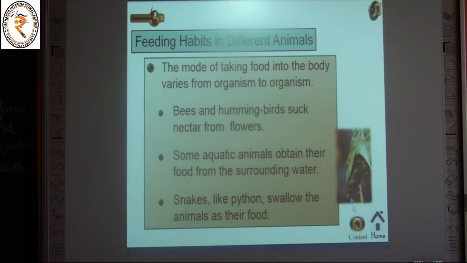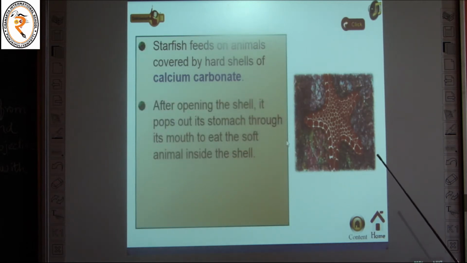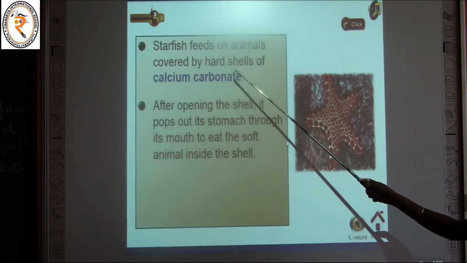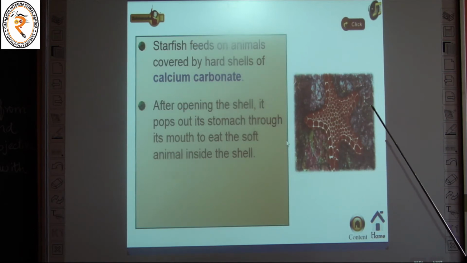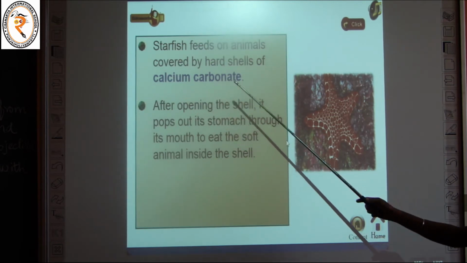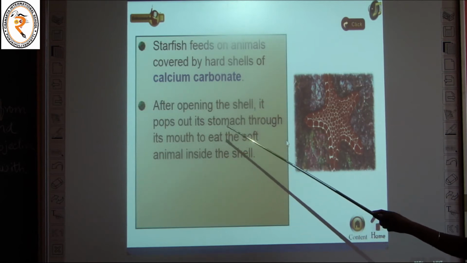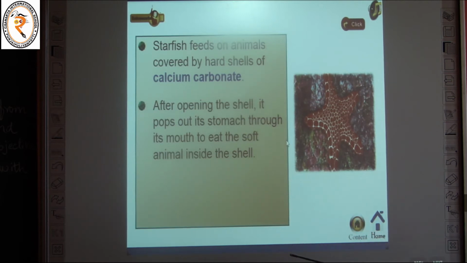Okay. The next one, look at the picture. See what is this? This is a starfish. Where does it live? It lives inside the water. See, starfish feeds on animals covered by hard shells of calcium carbonate. This hard shell is made by which chemical compound? It is made by calcium carbonate. After opening the shell, it pours out its stomach through its mouth to eat the soft animals inside the shell.